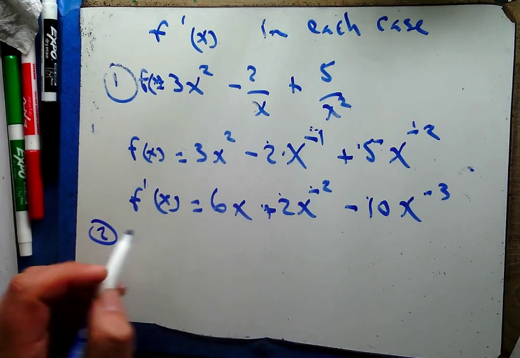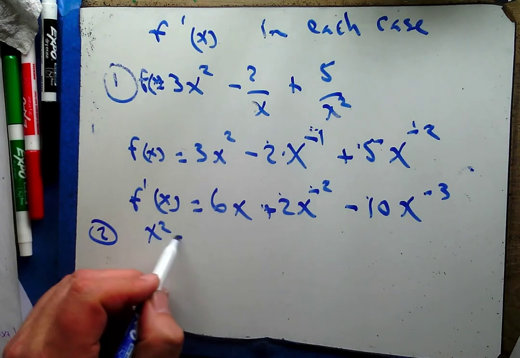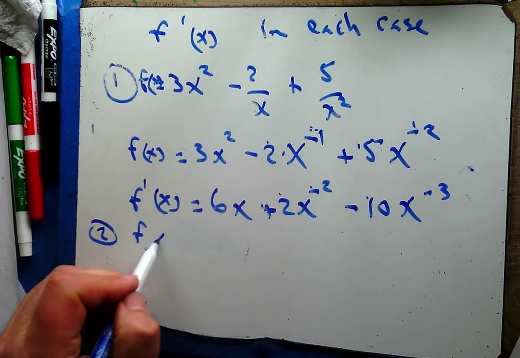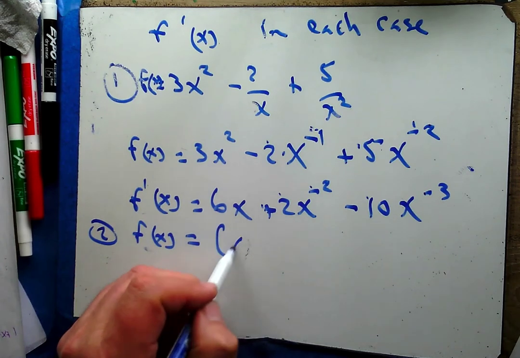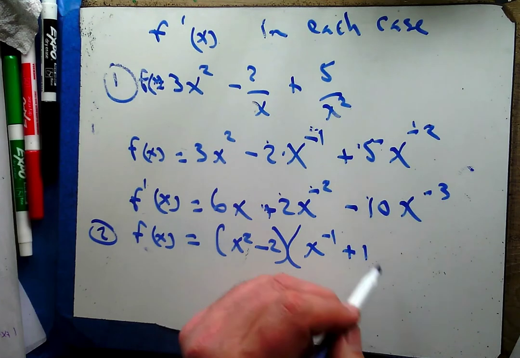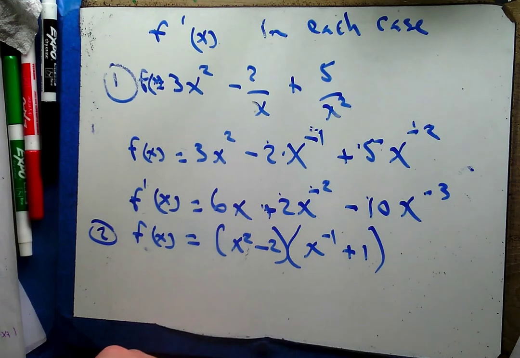Number 2. Oops, I'm supposed to say f of x equals x squared minus 2, x to the minus 1 plus 1. Okay, please take the derivative here. Come back when you're done.